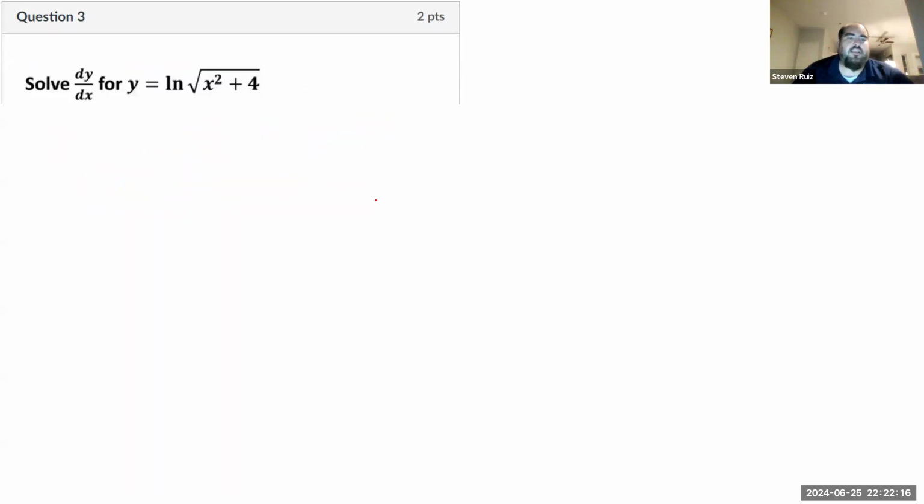All right, question 3. So solve dy dx for y equals natural log of radical x squared plus 4. So y equals the natural log. I'm going to rewrite this a little bit. Natural log of x squared plus 4 to the 1/2. This is one of those times where there's no reason that chain rule has to be limited to an inside function and an outside function. We can have as many links in the chain, metaphorically speaking, or as many layers of this function as you want. So to kind of show you what I mean here, let's do this.